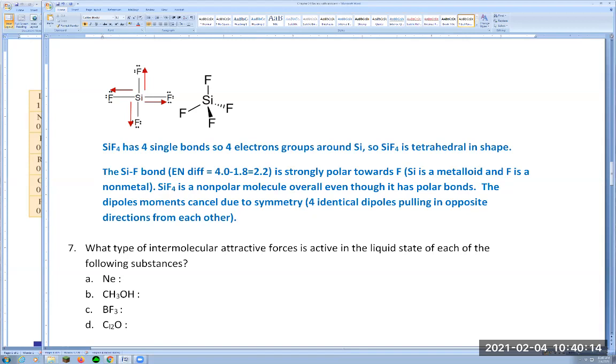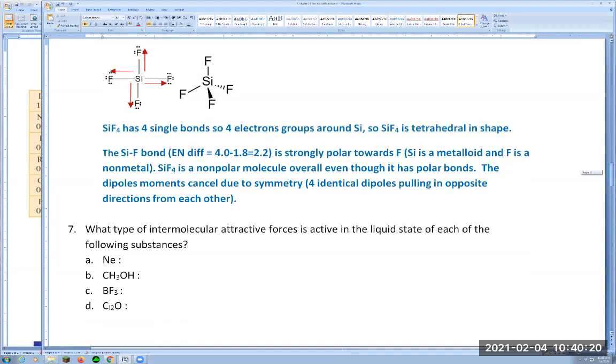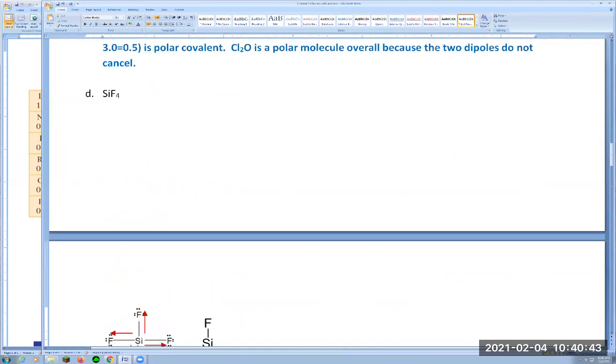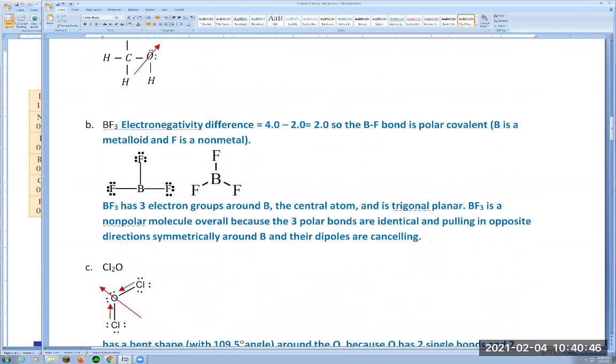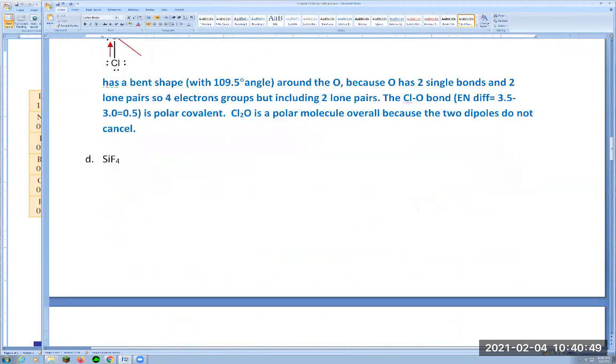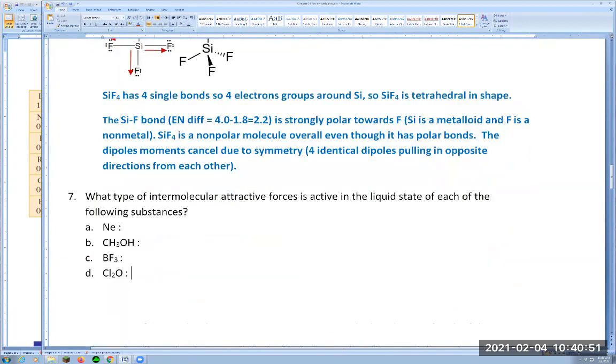What type of intermolecular attractive forces is active in the liquid state of each of the following substances? So we have these substances, and we did this one in the first chapter review for 14, and this one as well. Here this is Cl2O, sorry. So we have already decided if these were molecules that were polar or non-polar, and we will use those properties to decide on the intermolecular attractive forces that are active in the liquid state of these substances.